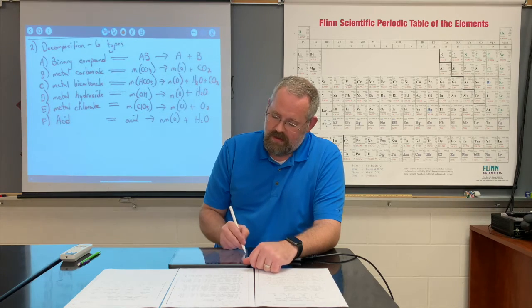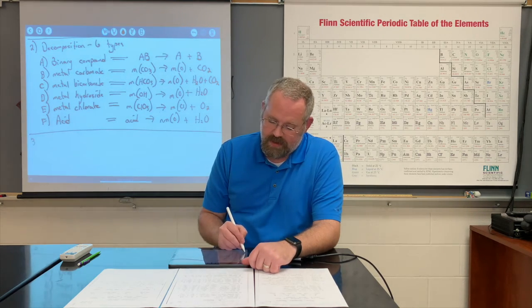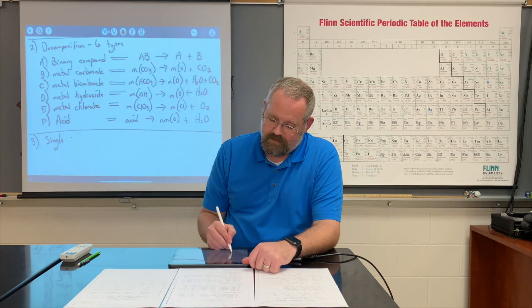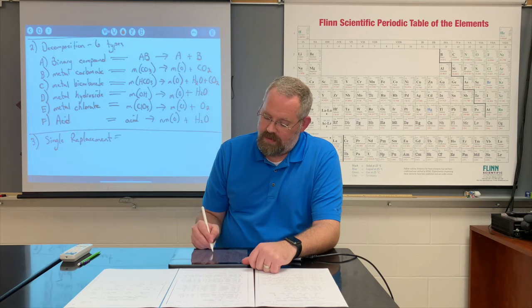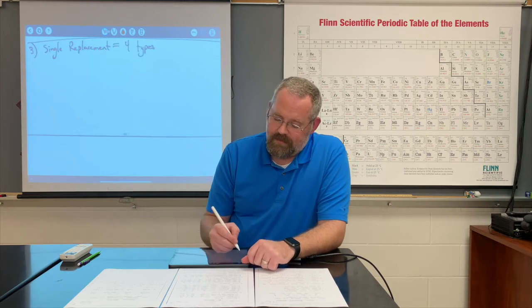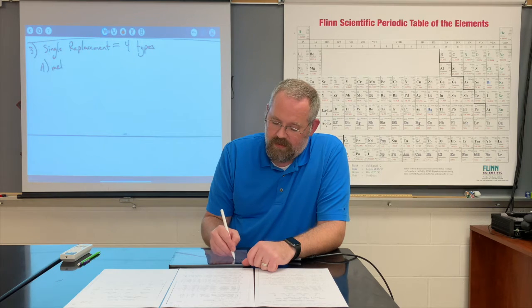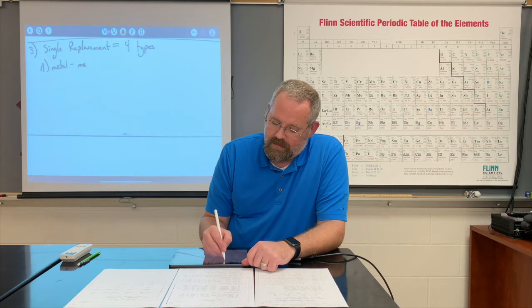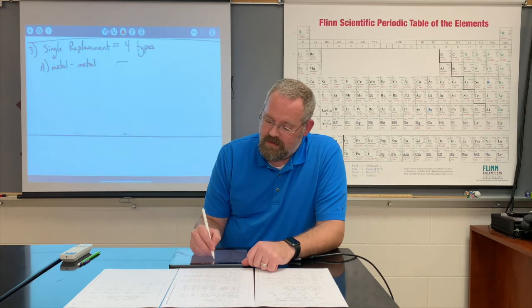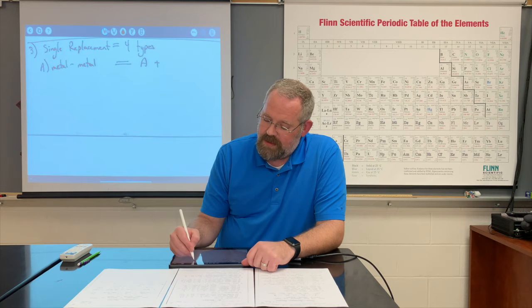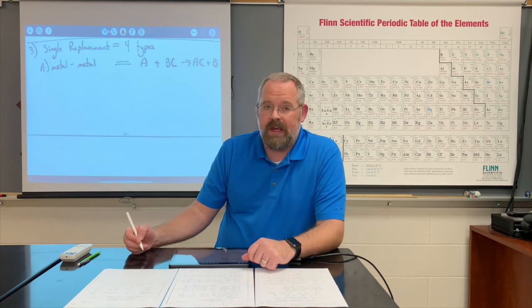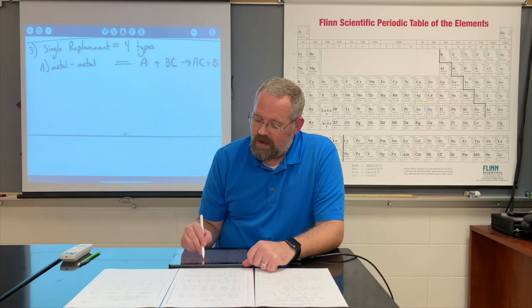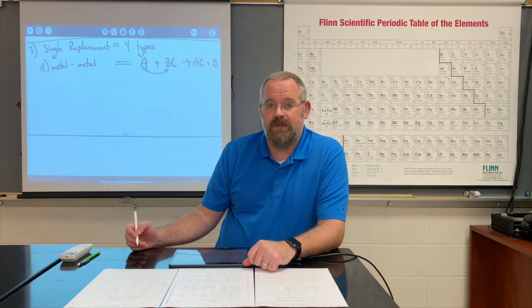The next thing we talked about in class were our single replacement reactions. And we talked about 4 types of single replacement. Our first type was a metal to metal replacement. The metal replaces the metal. So for these, the biggest thing that you have to be concerned about are your positives and your negatives, your cations and your anions, making sure that your positives are the ones that are switching places.